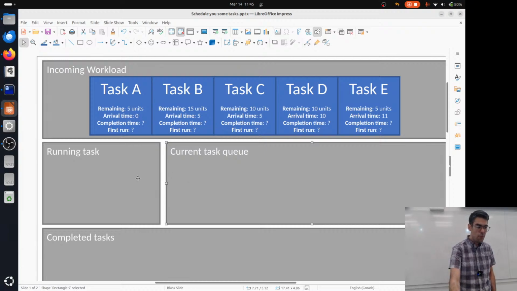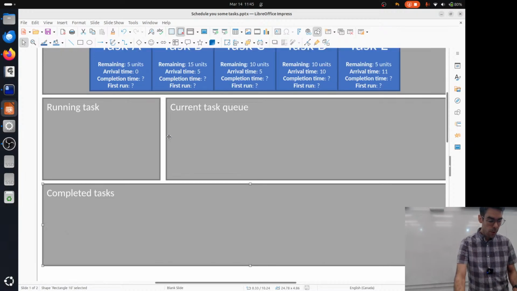And then this running task, this is our one CPU. We're going to put our task onto that running task area when it is actually running on the CPU, when it holds it. And when it finishes, we're going to move it to the completed tasks area, and we're going to mark down what the time was when it completed.